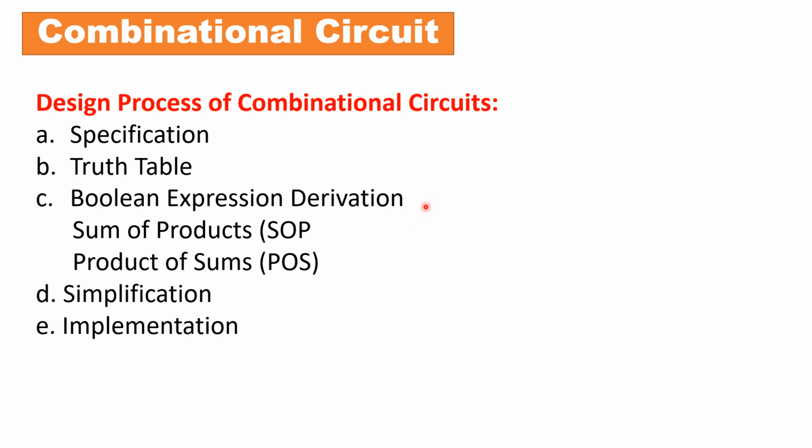This can be done using methods like sum of products, expressing the output as a sum of products of inputs, or product of sums, expressing the output as a product of sums of inputs. Use Boolean algebra or Karnaugh maps, simply called K-maps, to simplify the Boolean expression to its minimal form. Finally, implement the simplified expression using appropriate logic gates to form the circuit.